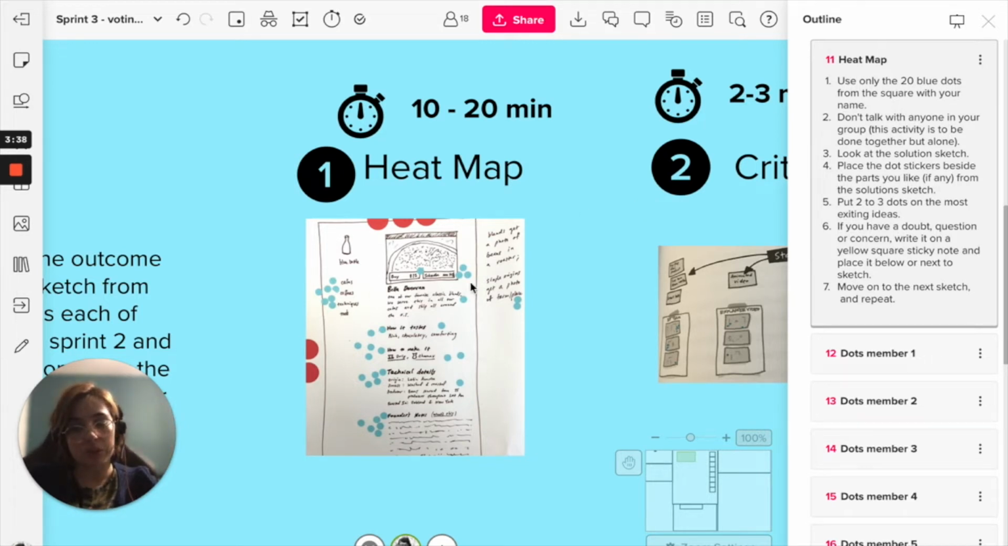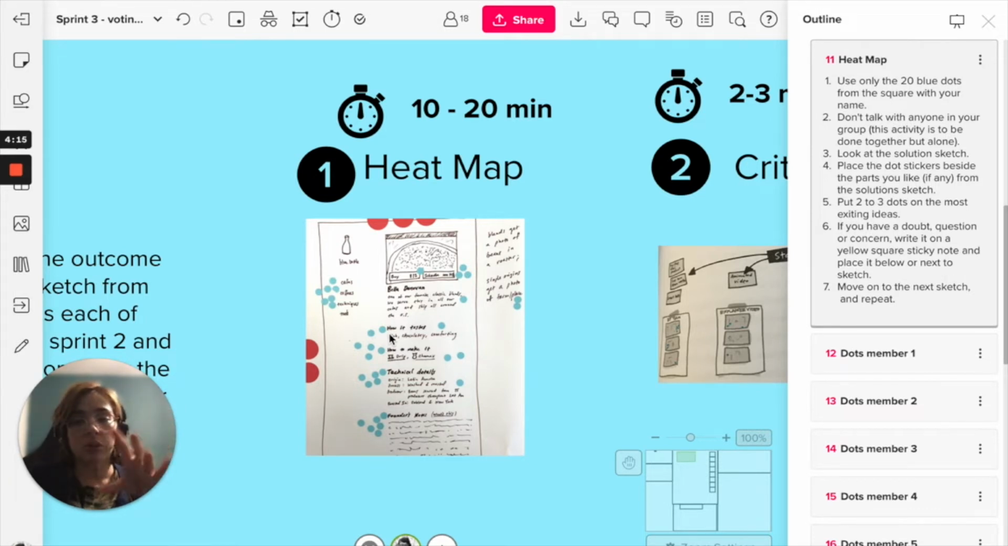For example, you have here one sketch and you can see that there is one idea that was really successful among the members, and people were voting on that idea. So you can place 2 to 3 dots on a specific idea on a sketch, or you can vote generally on a sketch. The idea is that you use your 20 votes. The most important thing here is that you don't get to talk to anyone. You do this alone. So we are working together, but we are doing it alone.